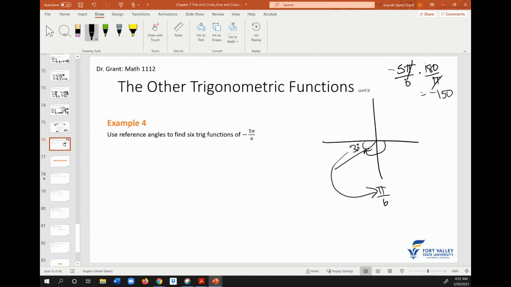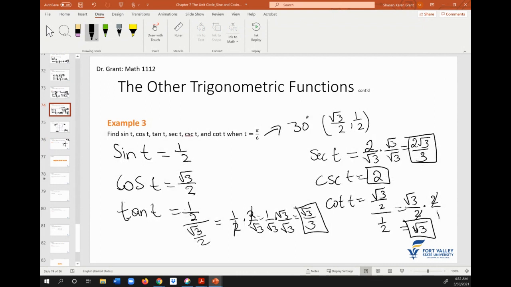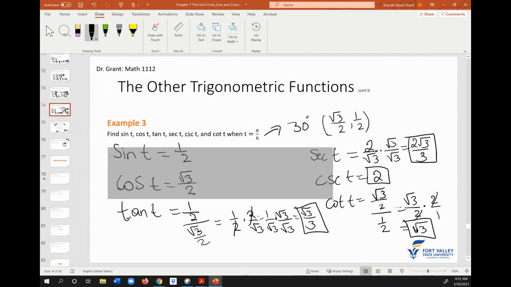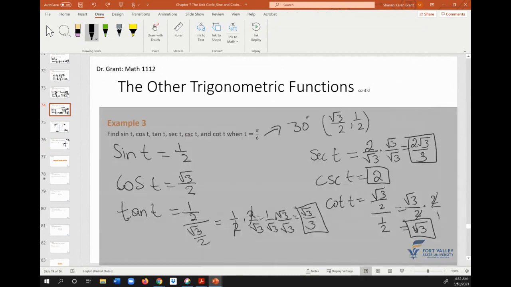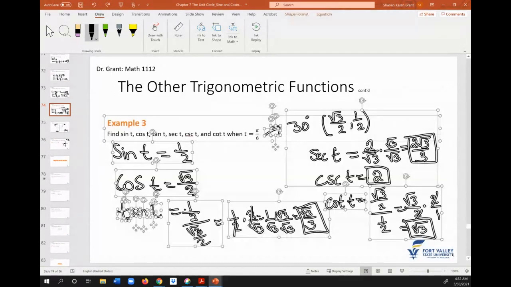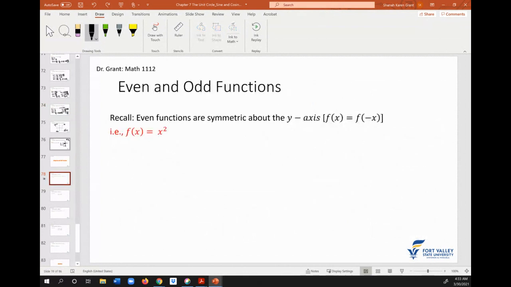And so, to be honest, we can just go to the example we just did for pi over 6 and use this information. So I'm just going to copy and paste. Let's see how this works out for us.